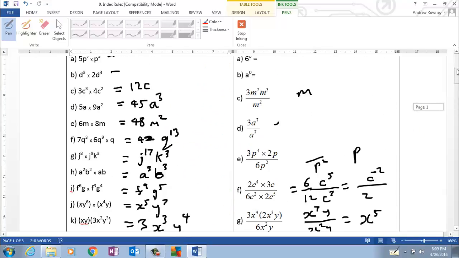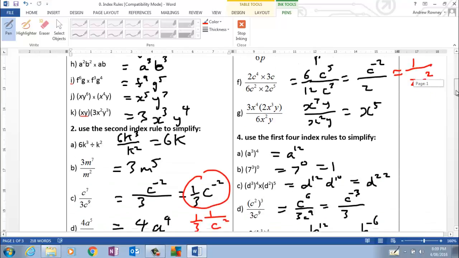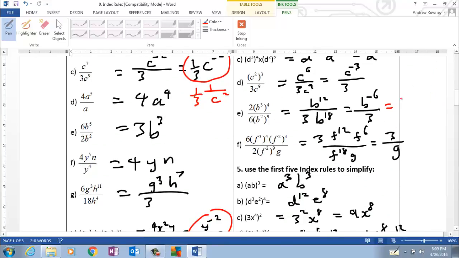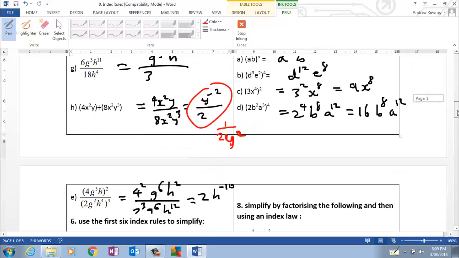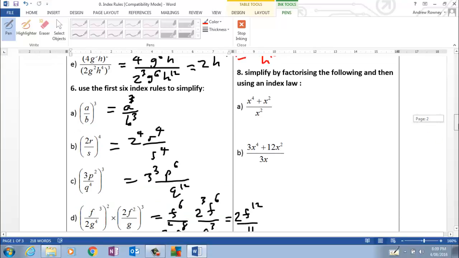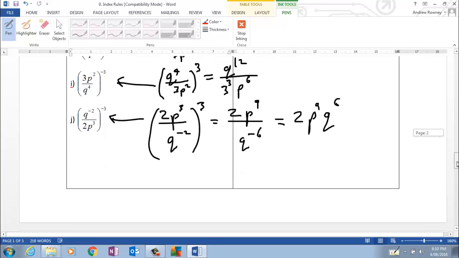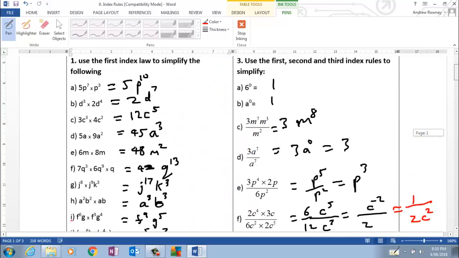Another place where minus was is here, so that's 1 over 2c squared, and this one here will be 1 over 3b6. This one here would be 2 over h10, the minus puts it on the bottom, and this one here we have m16 over n6. The minus takes that down to the bottom. Okay, so that covers all the rules, all the 7 rules.